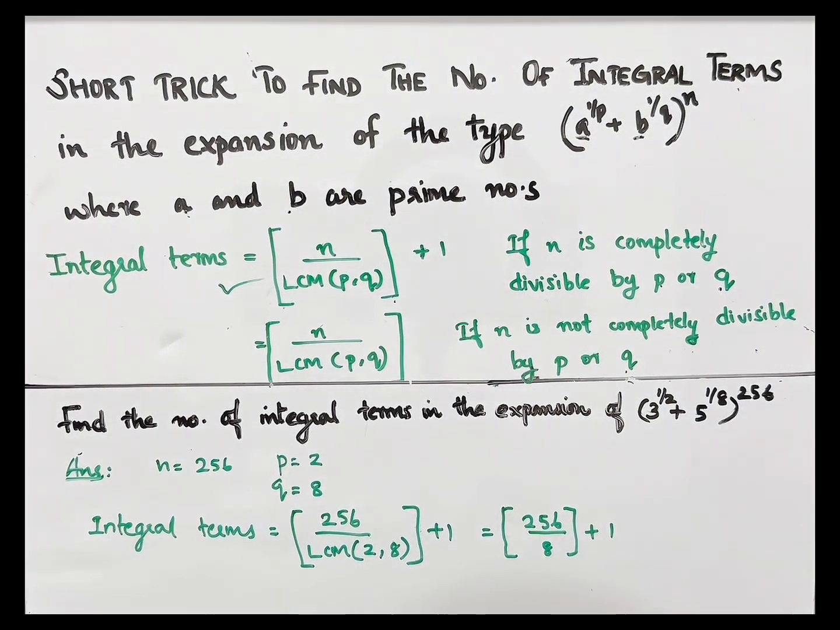Now divide 256 by 8. That's 32. 32 plus 1 is equal to 33. Therefore, the total number of integral terms is equal to 33.